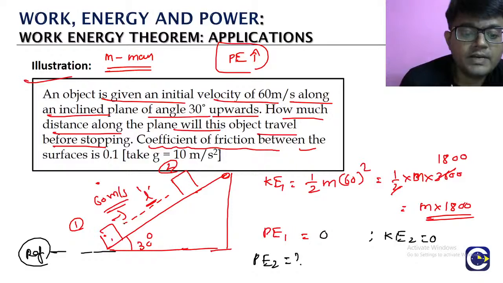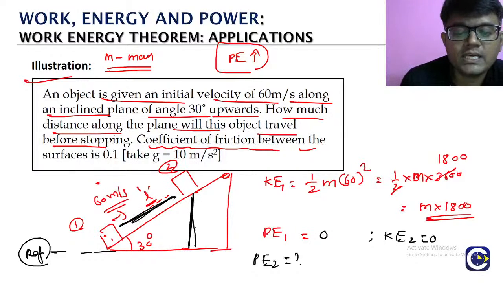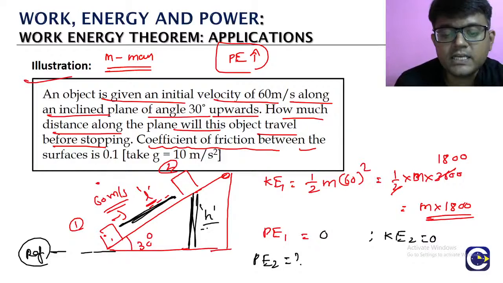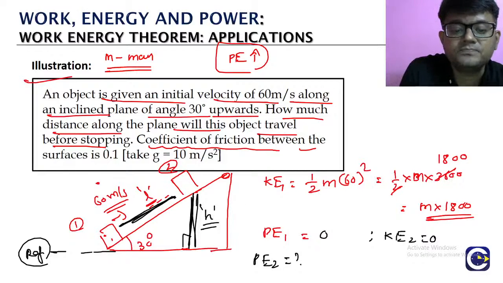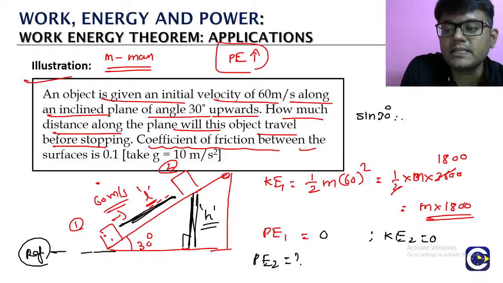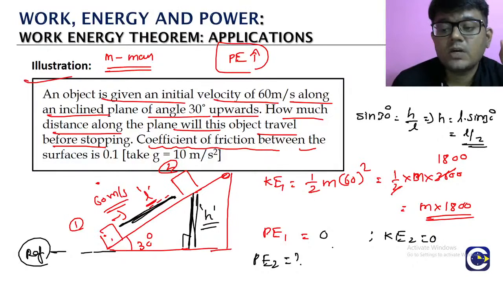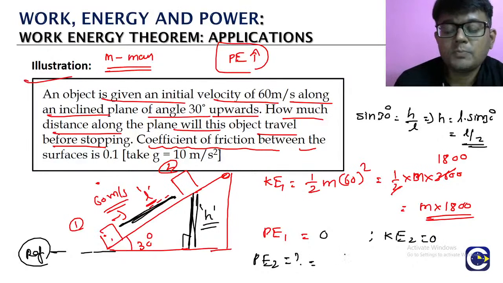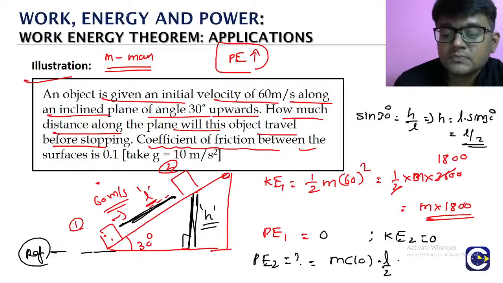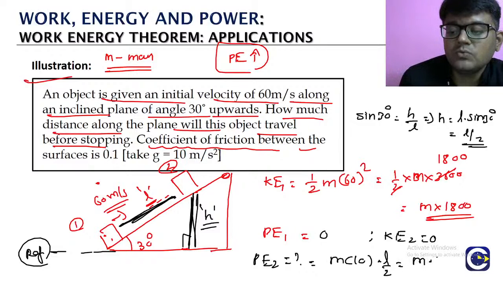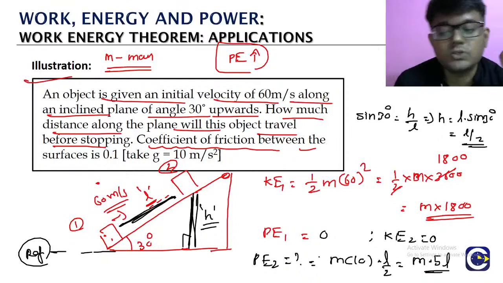When it travels a distance L, look at the vertical height gained by the object. Let us say the vertical height is h. From the right angle triangle, sin 30 is equal to h by L. So h is equal to L into sin 30. Sin 30 is half, so the height gained is L by 2. The potential energy is M into g, which is 10, into L by 2, that is M into 5 into L. So we are able to get the kinetic energy and the potential energy at point 1 and point 2.